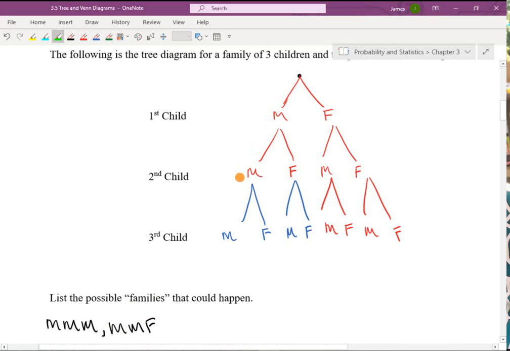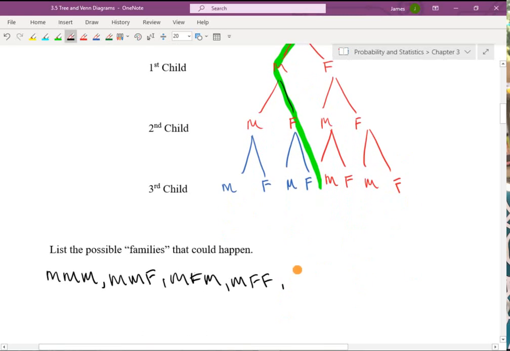Okay, then so we went male, male, male, male, male, female. Now we gotta go male, female, male. So male, female, male. And then we're gonna go male, female, female. Is everybody kind of getting the hang of this? So now going the female branch first. We have female, male, male. We'll have female, male, female. And then we'll have female, female, male. And female, female, female.